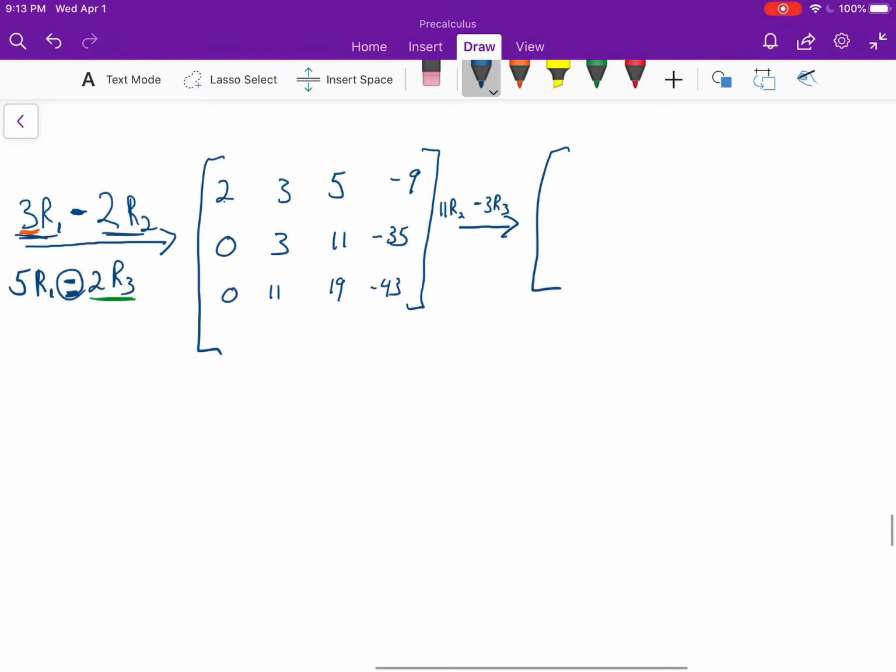All right, well, that will be interesting. We got some bigger numbers here. We'll keep 2, 3, 5, and negative 9. We'll keep 0, 3, 11, and negative 35. And now we're going to do some multiplications here. 11 times 0 is 0. 11 times 3 is 33. 11 times 11 is 121. And 11 times 35 is 385, negative 385.